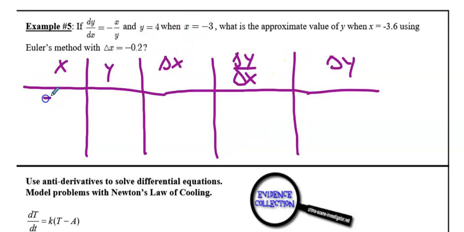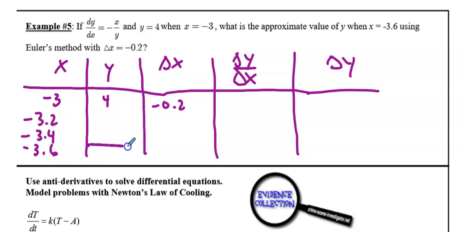x is -3 when y is 4. Delta x is -0.2, and I'm going to try to get to -3.6. So I'm going to subtract 0.2 from -3 and I get -3.2, then -3.4. And this is the answer that I want. You can see that as we go through these problems, it's just the same old thing that we do with everything. So let's start plugging in our values.